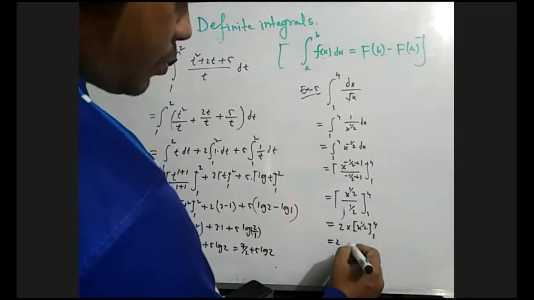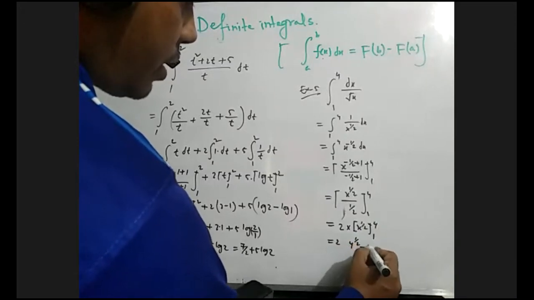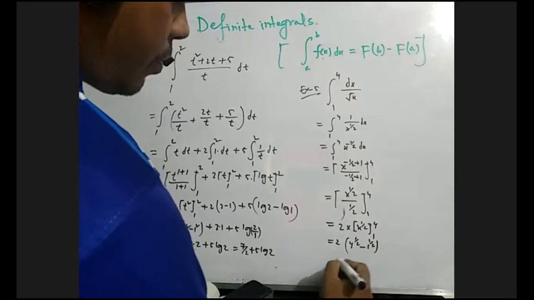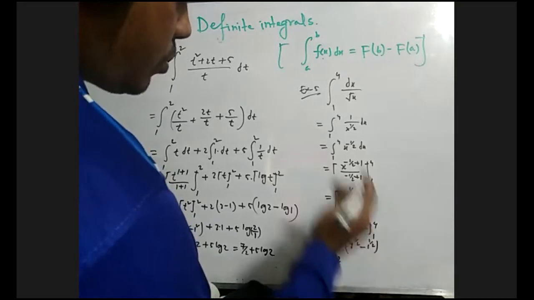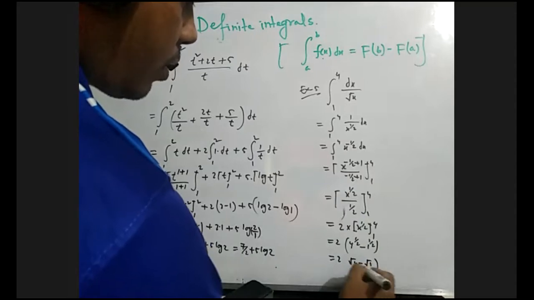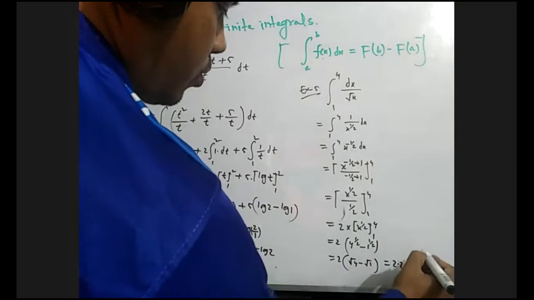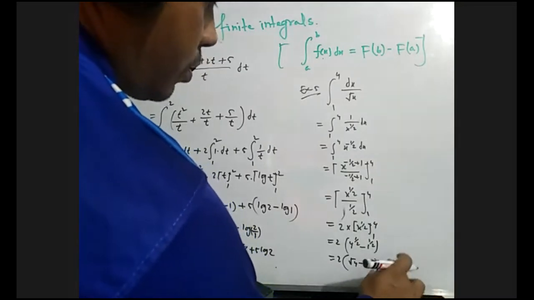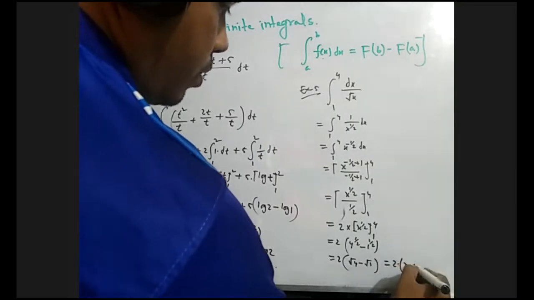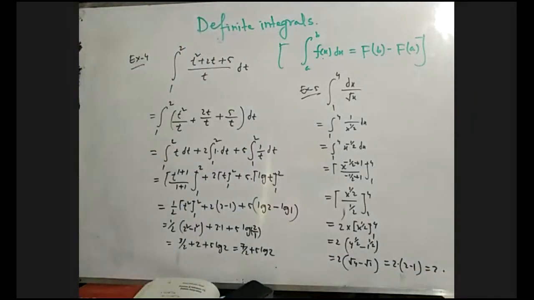Putting the value of x from the upper limit, 4 to the power half minus 1 to the power half. Now you must know 4 to the power half means what? Root over 4, root over 1. That means 2 into 2 minus 1 equals to what? 2. 2 is the result.